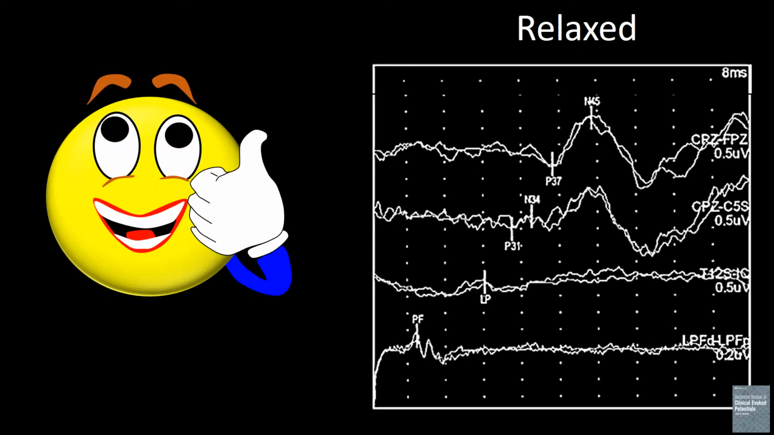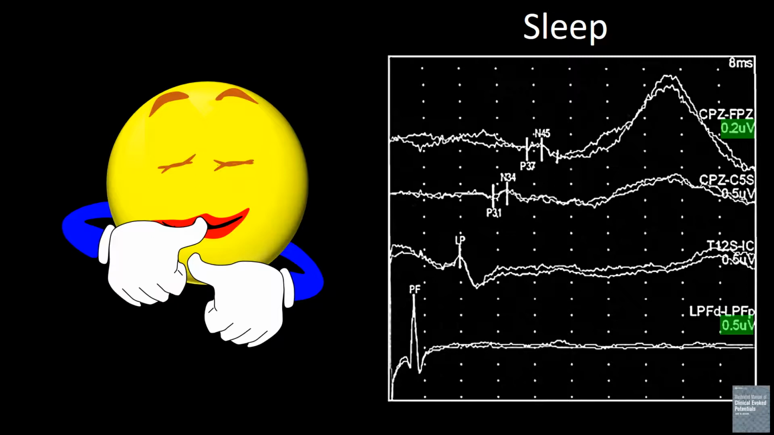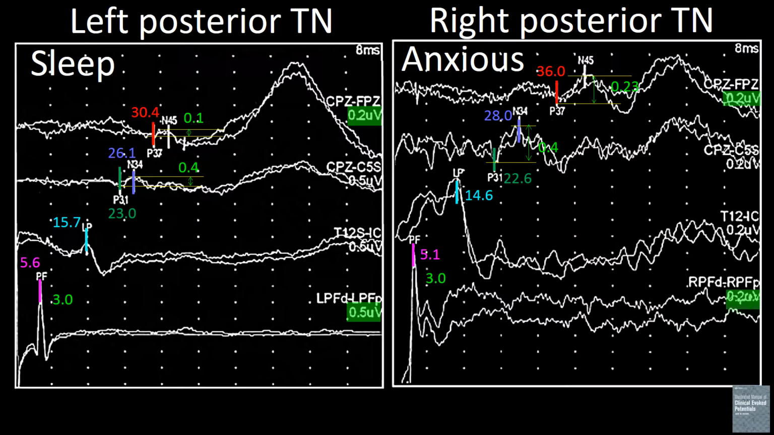This is an example of a somatosensory evoked potential study done in a relaxed patient. The waviness is much less, as you can see. And this tracing was done with the patient asleep. Notice that the waviness is almost gone. The difference between an asleep and awake somatosensory evoked potential is significant. In the next frame, I will show you an example. This is a posterior tibial nerve somatosensory evoked potential recorded in one patient in both stages, sleep and anxious, one after the other.